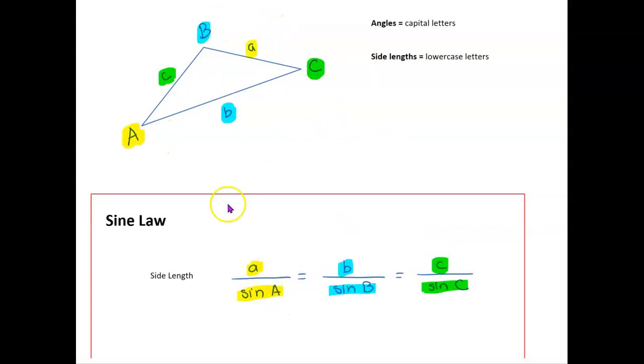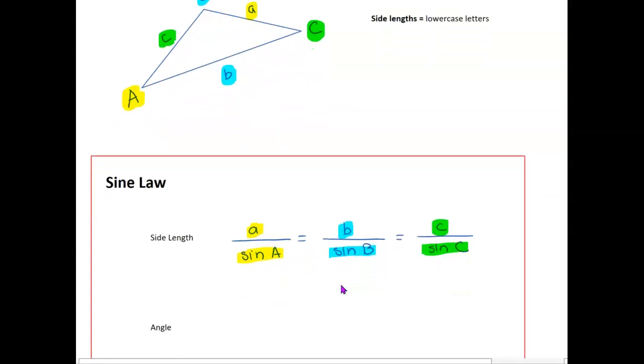So as you can see the pairing here. Now when you use the sine law, you only have to use one pairing. As long as you have two pairs, like one side length with its angle and another side length with another angle, you only have to use two of them. So you can use a and b, you can use b and c, or you can use a and c. It doesn't matter which pair you have as long as you have two pairs that you're interested in.